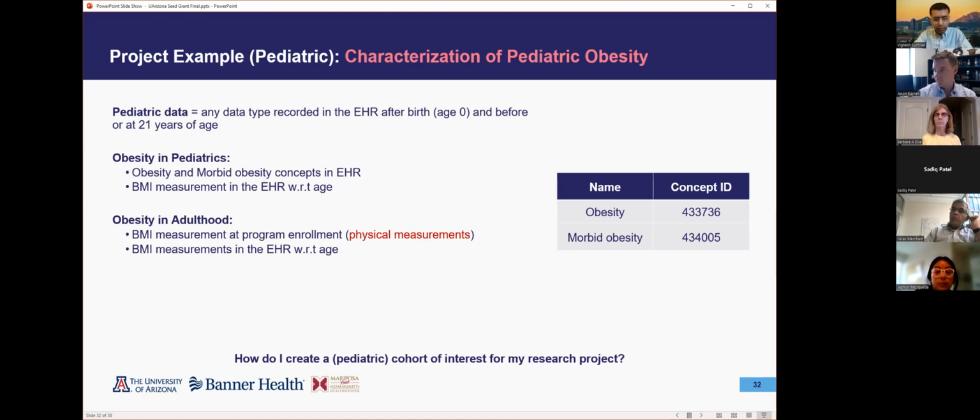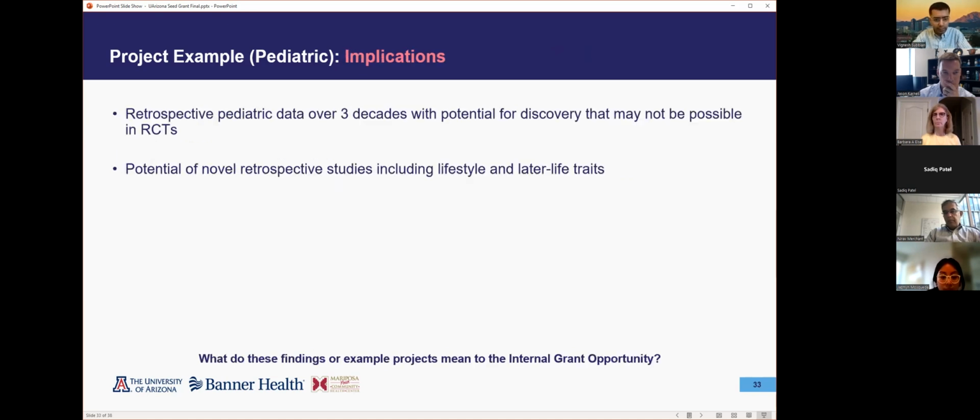In adulthood, I want to use this opportunity to highlight that at enrollment, all participants have physical measurements recorded. So this includes height, weight, blood pressure, and all vital signs. So we use the physical measurements at program enrollment. We do 3 measurements for each physical measurement, and we take the second and the third for research purposes. And we also have BMI measurements in the EHR. So these are the domains we use for definitions of pediatric obesity. Next slide, please.